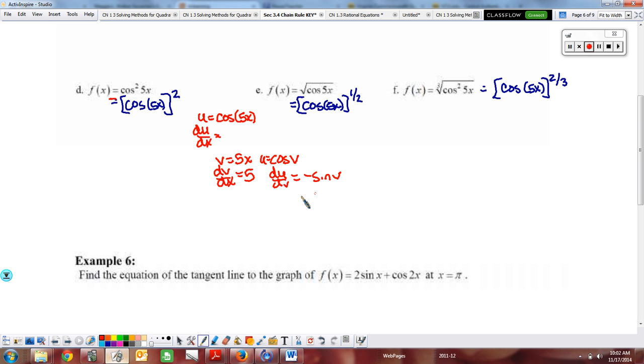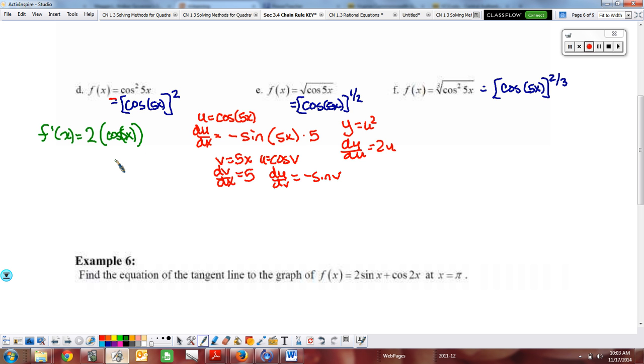But notice it has the same pattern. You can almost start skipping. You don't always write these 2 parts down. So I have negative sine of the v, which is 5x, times the derivative of v, which is 5. So I have that. And then over here, we're also trying to take the derivative of y equal to u squared. So we would have dy du is 2u. So my f prime of x, let me change color so I have enough room, f prime of x is going to equal, start over here with the outside, the u squared, so I would have 2u, cosine of 5x there. So 2u, dy du, times du dx, which is negative sine 5x times 5.